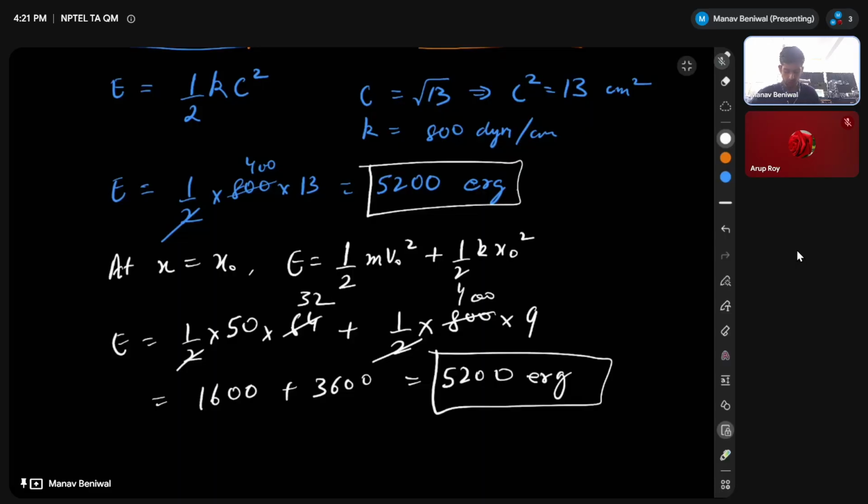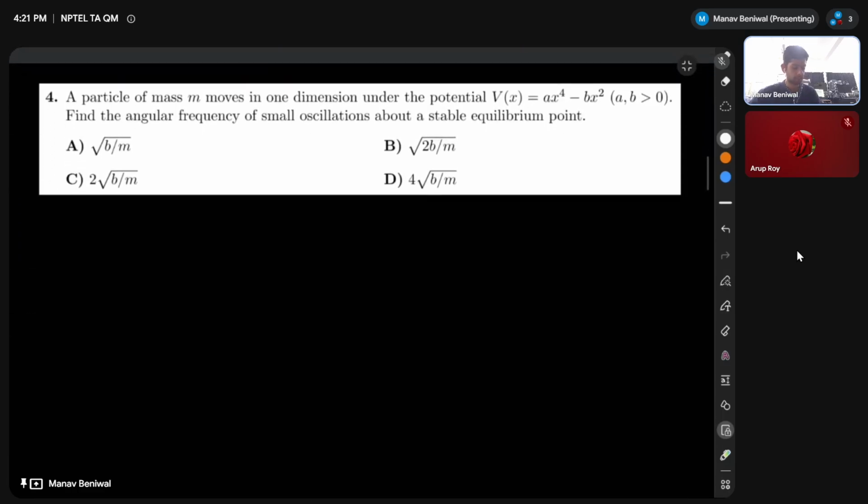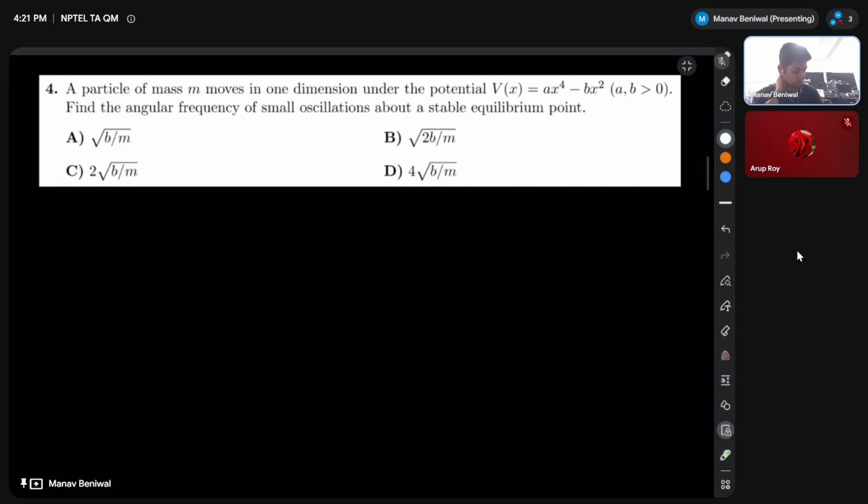Okay, so this was all about simple harmonic oscillators. Now let's consider small oscillation kind of problems. So here it is given to us in the next problem that we have a particle of mass m that moves in one dimension under the potential V of x is this thing. So this is not a simple harmonic oscillator but some other potential, and we have to find the angular frequency of small oscillations about a stable equilibrium point.